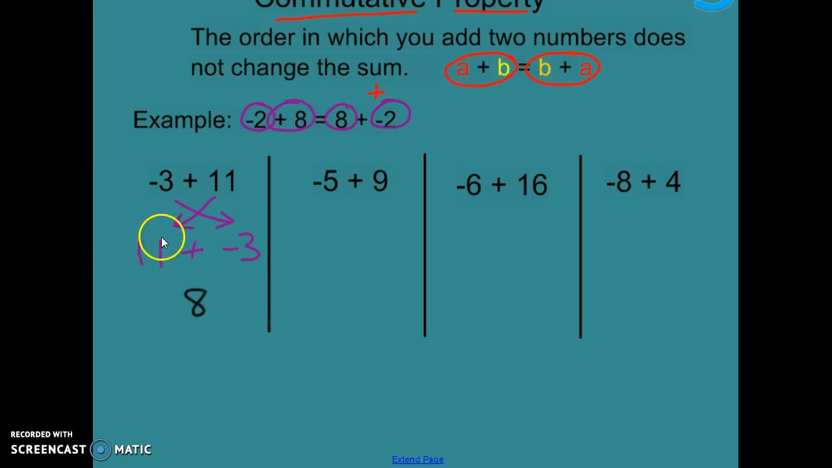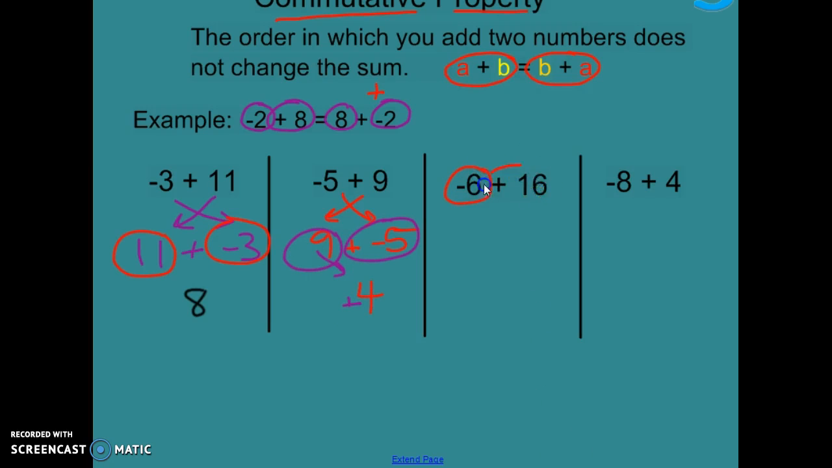If we did that this way, positive, negative, different sign, subtract. 11 minus 3 is 8, and there's more positives. Same thing here. This is 9 plus a negative 5, or just 9 minus 5. 9 minus 5 gives us 4. Or positive, negative, different sign, subtract. There's more positives, so it's positive.